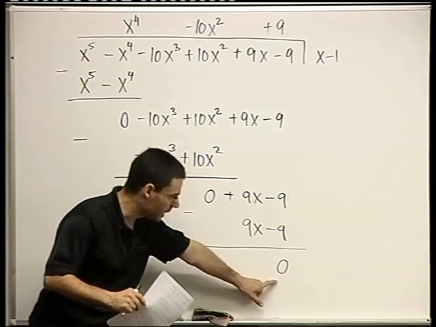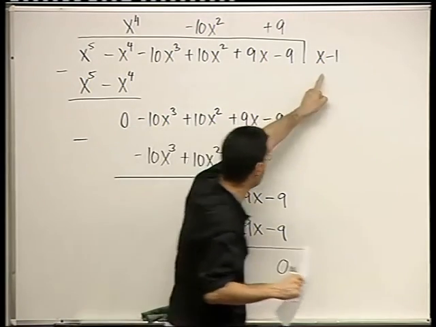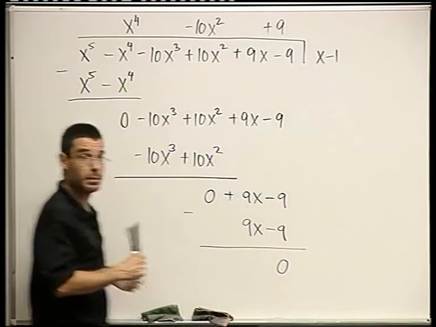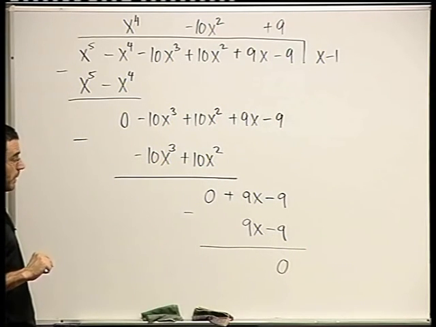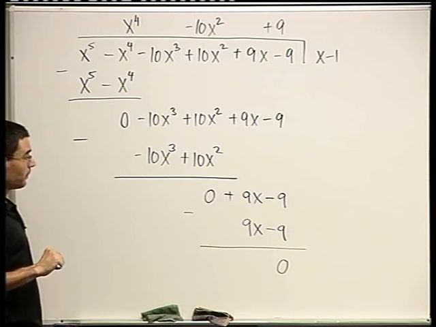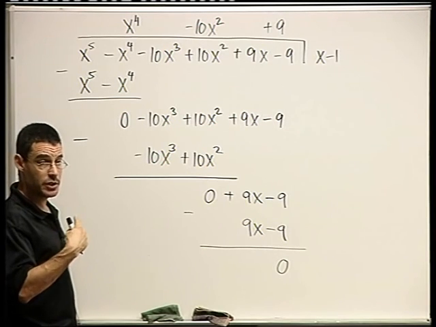I knew that I'm going to get no remainder because I knew that x minus 1 is a factor here, because 1 is a root. Okay? So, questions about the long division? Yes.